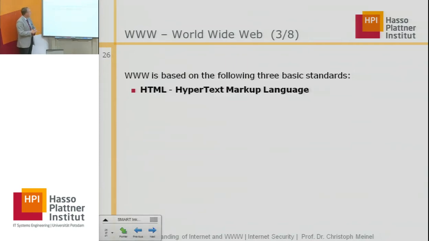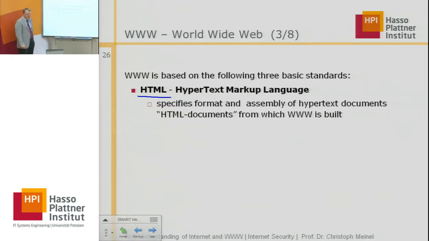The World Wide Web is based on the following three basic standards, and these are the columns the World Wide Web is based on. There is a language, the HTML language, the hypertext markup language, which specifies the format for describing such hypertext, hypermedia documents, so-called HTML documents, and the HTML documents are the resources the World Wide Web is based on.